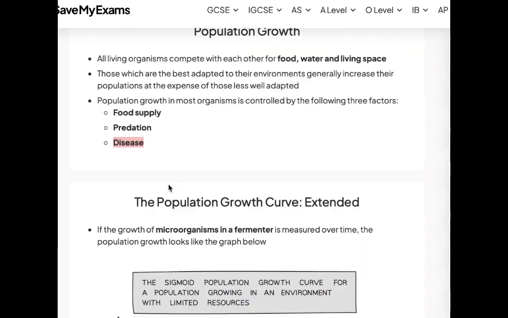There are other factors which we look at, like migration and emigration. When organisms migrate to a particular environment based on the availability of water, food, less disease, and all other factors in place, the migration increases the population of organisms in that environment.